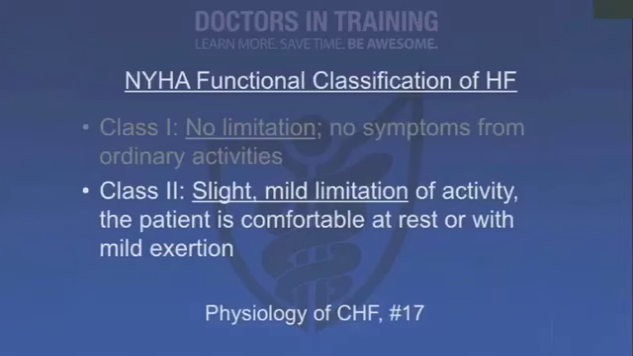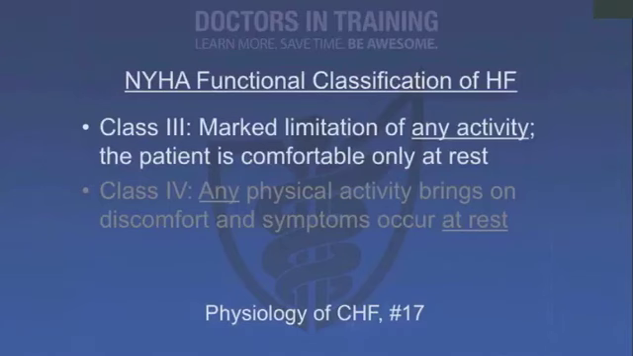So they may have low ejection fraction, they may have evidence of heart failure, but they have no real symptoms from ordinary activities. When they get up and walk around, they exert themselves, they don't get short of breath or anything. In Class 2, you have patients with slight, mild limitation of activity. The patient's generally comfortable at rest or with mild exertion. So they can exert themselves quite strenuously and then they get some symptoms. Class 3 heart failure are patients with marked limitation of any activity, but the patient is comfortable at rest.